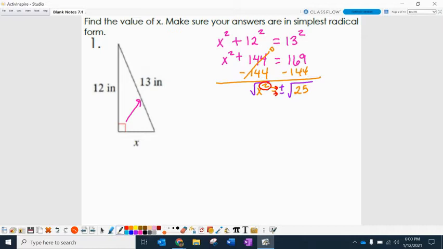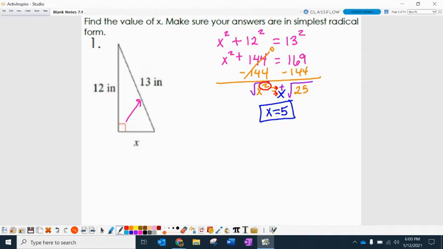In our situation, we're getting the sides of a triangle, and when we're talking about the length of a side, the lengths of our sides are always going to be positive. So here we're going to throw out the negative option, and we just say x is the square root of 25, which we know is 5. So my answer here is x equals 5.